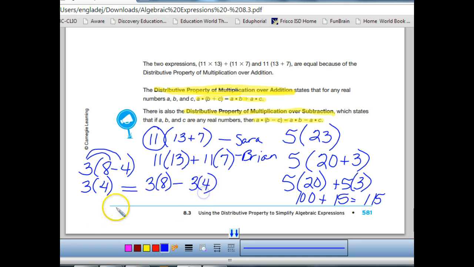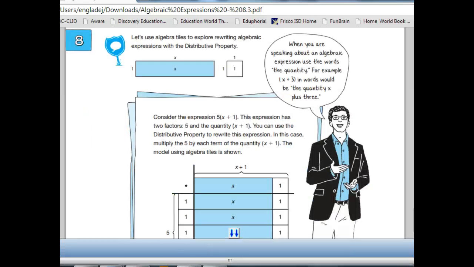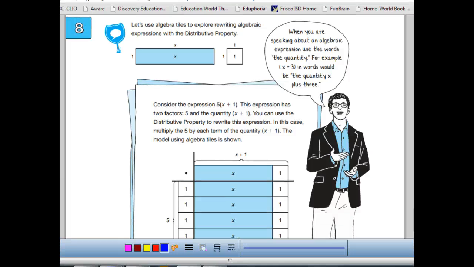I want you to think about that. That would be 24 minus 12. Would that still give me this 12 over here? Is that true? And that is a true statement, right? Okay, so that's the distributive property of multiplication over addition and subtraction. So that's what we're going to be focusing on today. So let's go ahead and take a look at what they want us to do today.